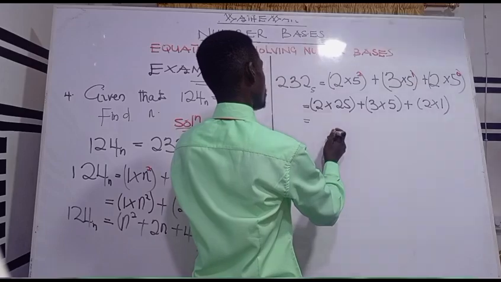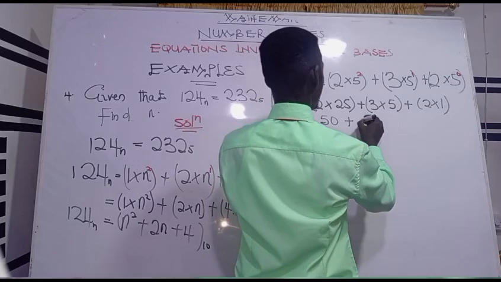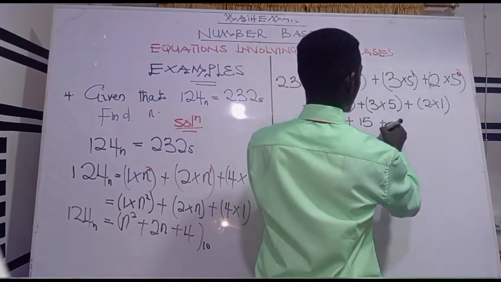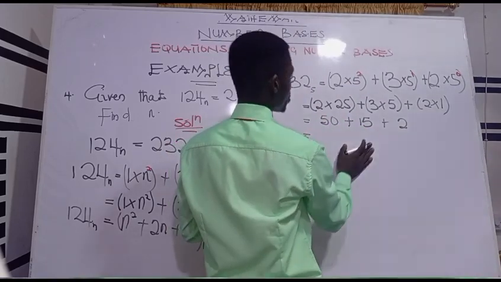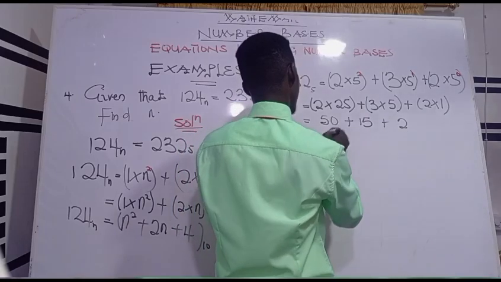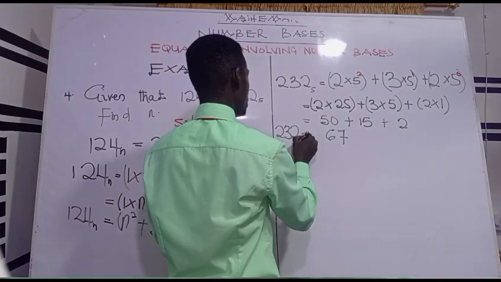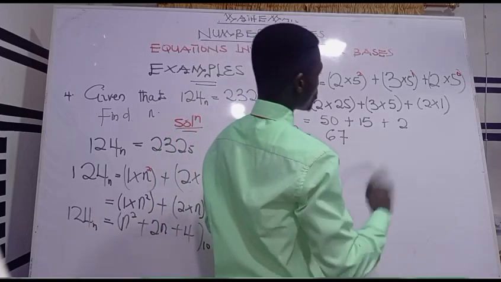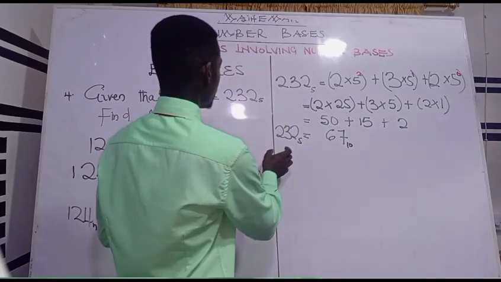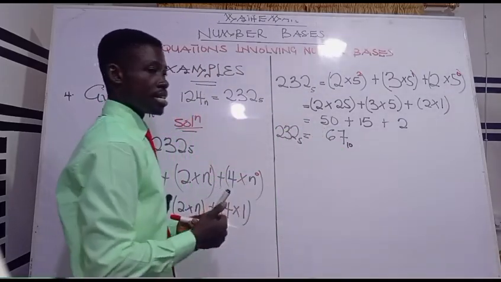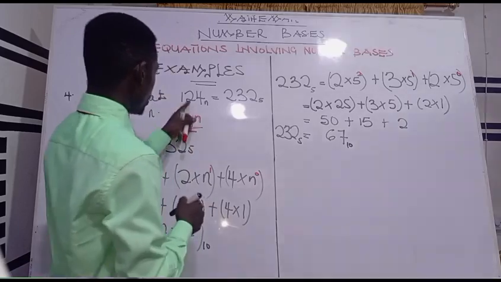So we have 2 times 25 will give us 50, right? Plus 3 times 5 will give us 15, plus 2 times 1 will give us 2. So when we sum this, we are going to get 67, right? So you can therefore see that 232 base 5 is equal to 67 to the base of 10. Good. So we have converted each of these to a base 10 number. Let's equate them and then solve for the value of n. Is that clear? Good.